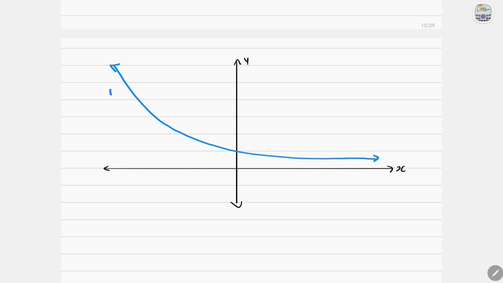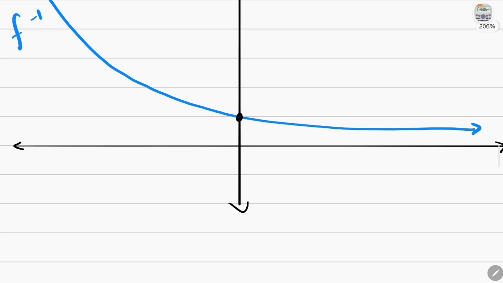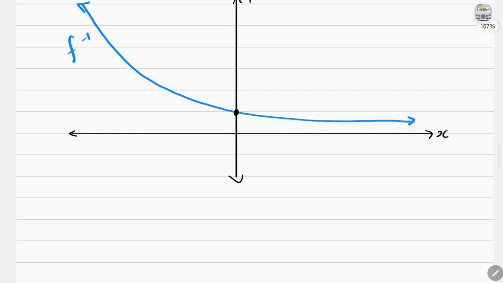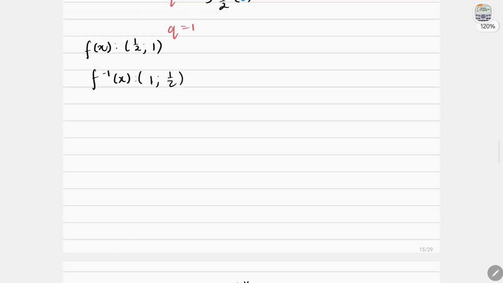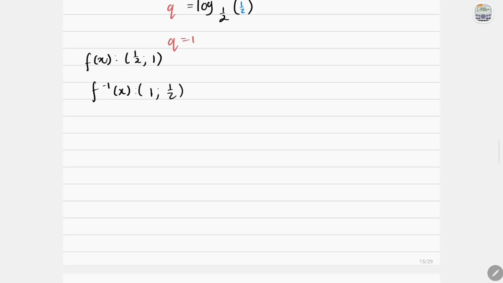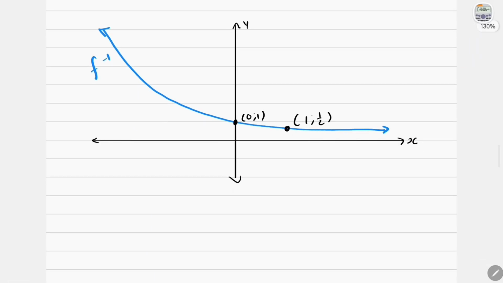And we'll show them that this is the inverse of f. Okay, and we have a y-intercept at 0 and 1. Okay, and then the other point that we have is this point 1 and 1 over 2. So that is 1 and 1 over 2. See, it makes perfect sense. So maybe somewhere here, 1 and 1 over 2. And there we go. That's our graph.